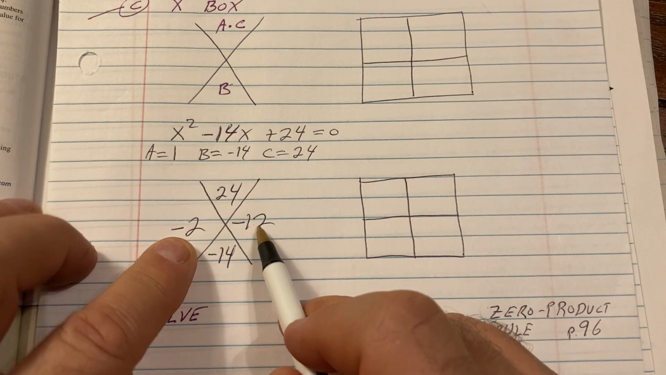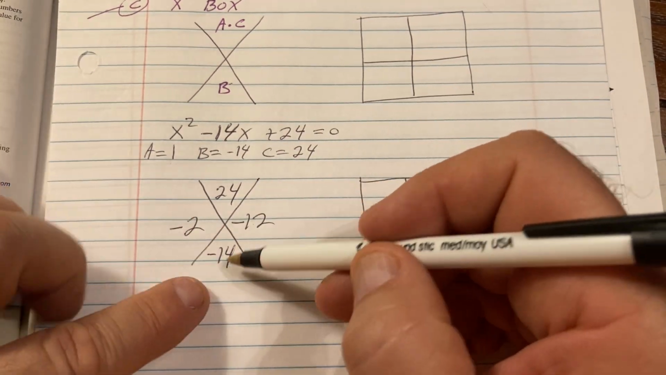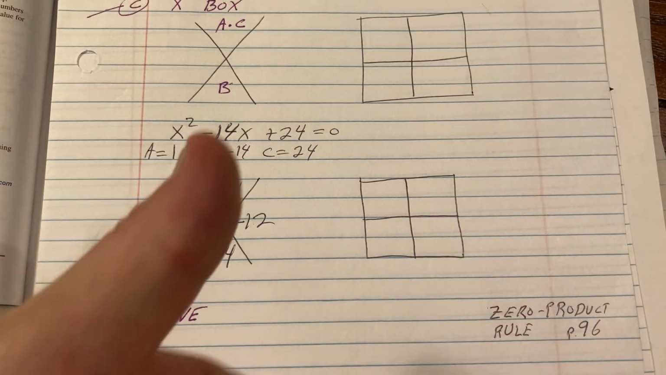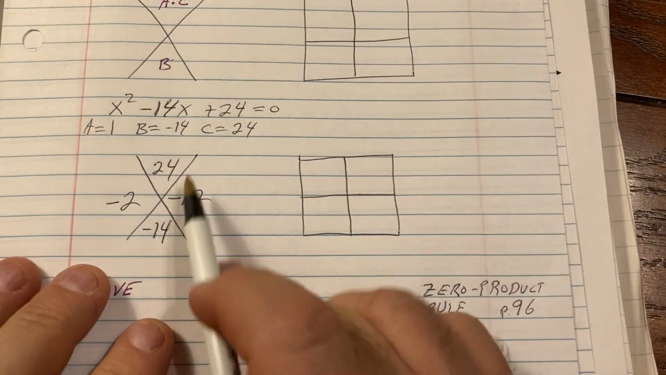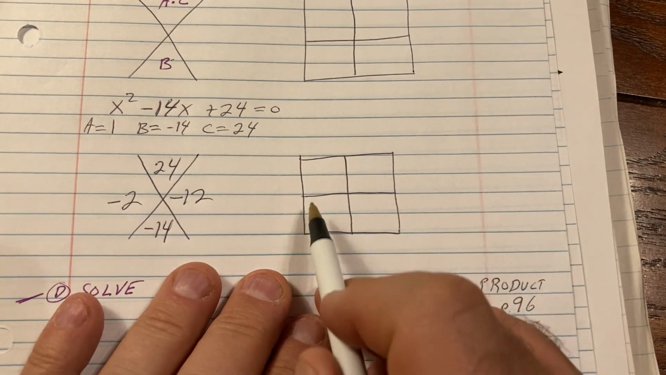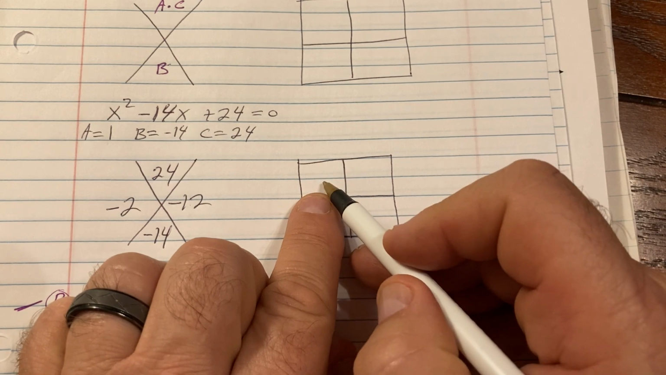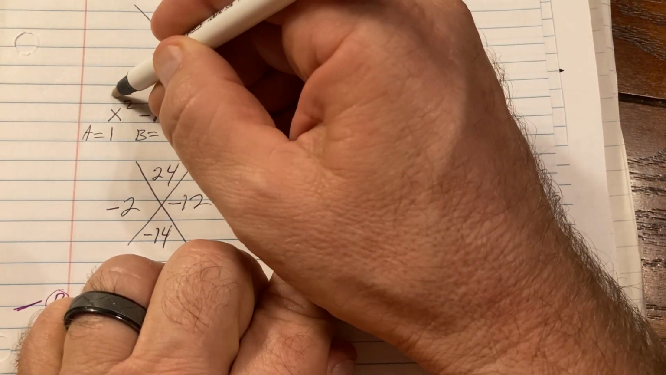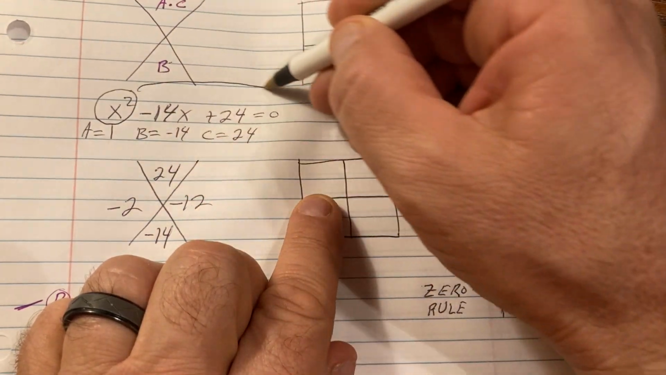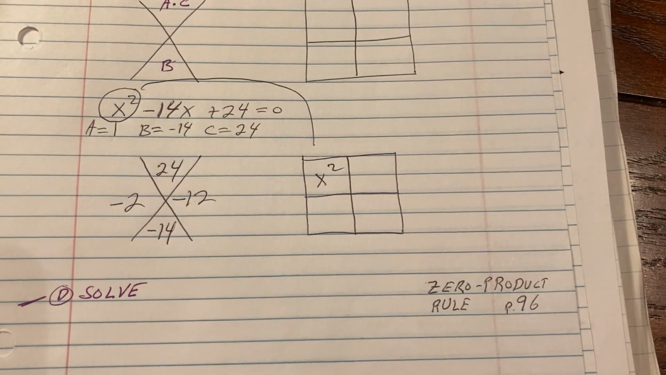Negative 2 times negative 12 is positive 24. Negative 2 plus negative 12 is negative 14. Boom. Good so far. There's the X part of the X box. Then you make your box and have 4 squares. In the square in the upper left, the first term, that term right there, is going to go right there, x squared.